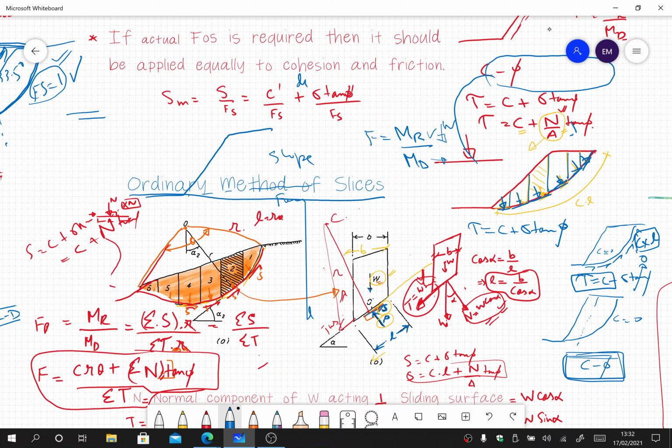Now to talk in detail, we will consider one slice. This figure here is from the book. Let's call this AC. AC is the arc length that is going to fail along the slope, and it has been divided into 6 slices. This one particular slice, slice 2, has been taken out, and the figure is representing the forces acting on it. The main force is the weight of the slice, which is acting downward.